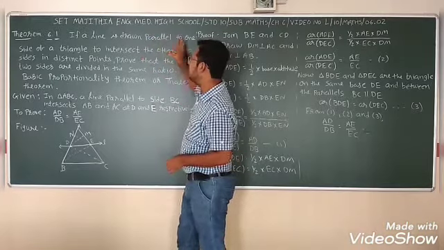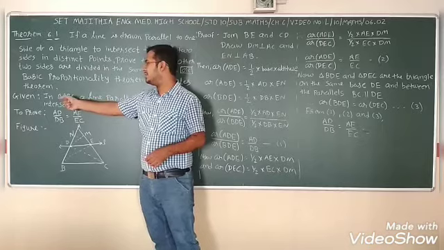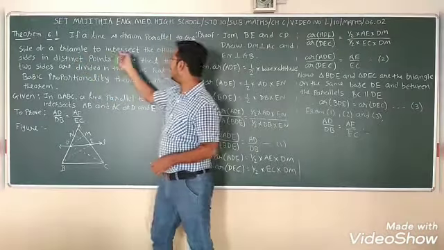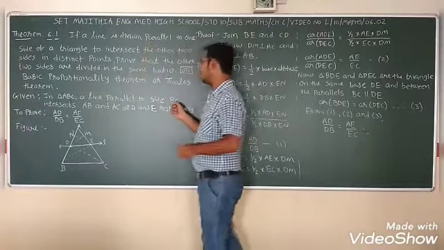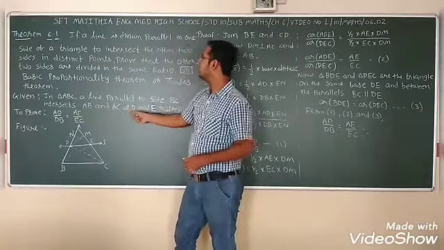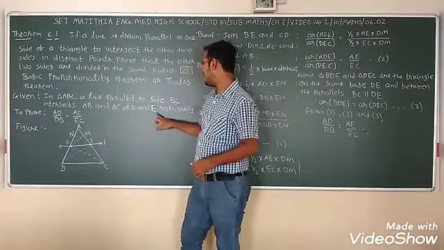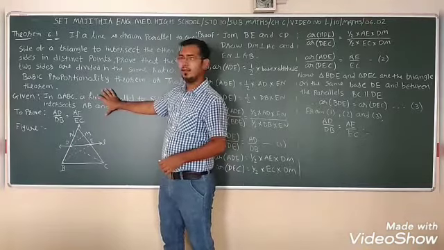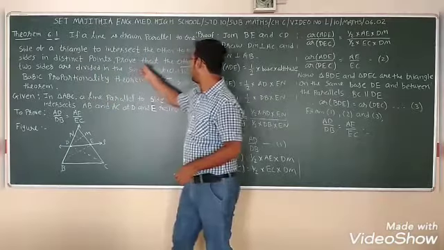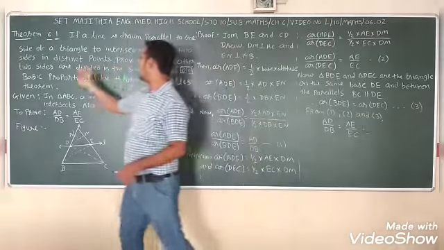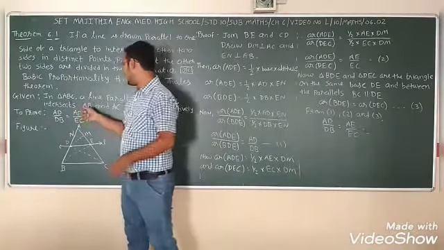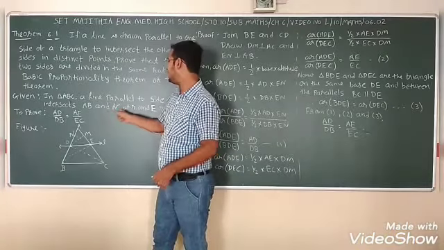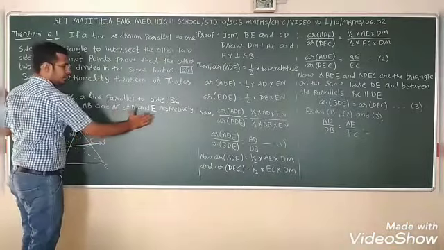A line is drawn parallel to one side. In triangle ABC the sides are AB, BC and AC, so I take a line parallel to side BC, which intersects the other two sides AB and AC in distinct points D and E respectively. It means D is on AB and E is on AC. That is your given. Now, to prove: the other two sides are divided in the same ratio, that is AD upon DB equals AE upon EC.